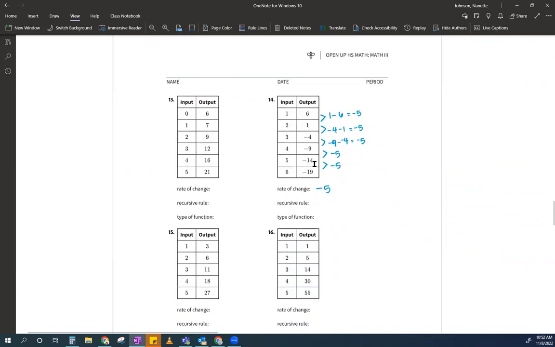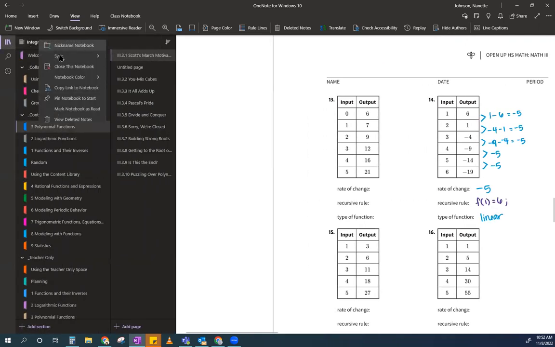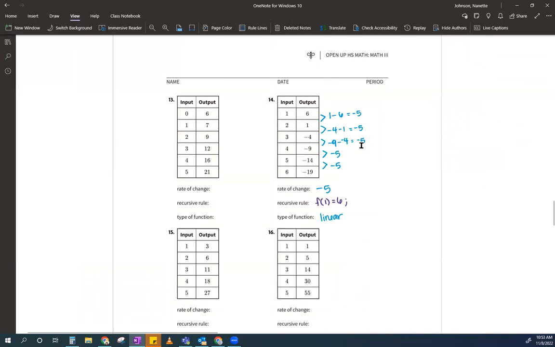So I need to say f of 1 equals... well, what is f of 1? Okay, f of 1 is 6. That's right. So that's the first part of the rule. Now we need to find the rest of the rule. The rest of the rule is going to take on that structure: f of n equals f of n minus 1 plus rate of change.